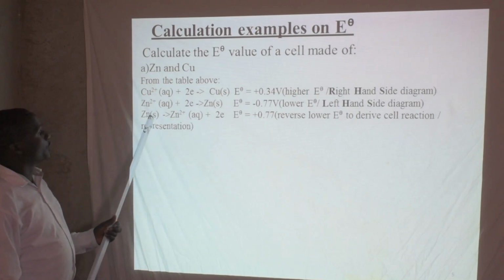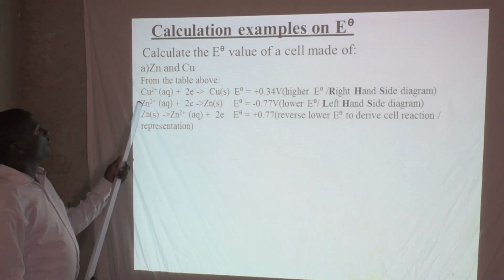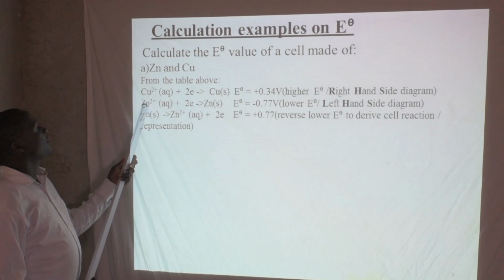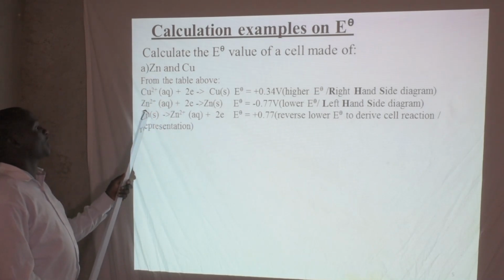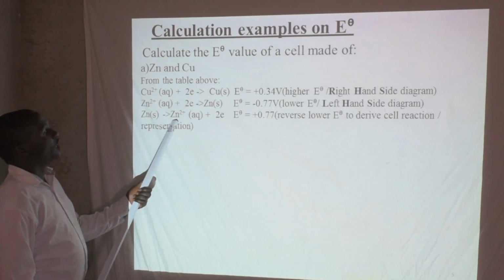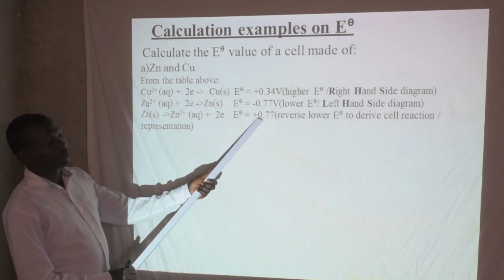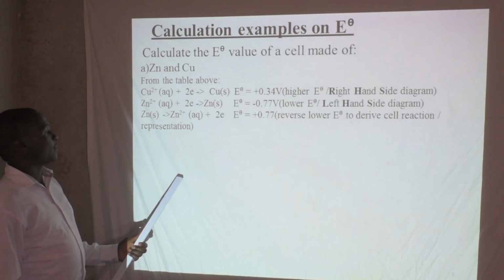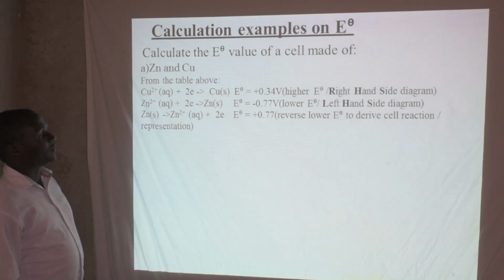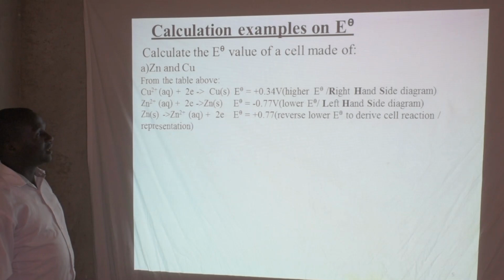If you reverse this equation, remember this equation here is zinc ions plus 2 electrons. But in our case, we have zinc losing electrons. And therefore, when we reverse this equation, we also reverse the electromotive force. Therefore, it's going to give us 0.77. So we reverse the E naught value to derive a cell reaction or cell representation.